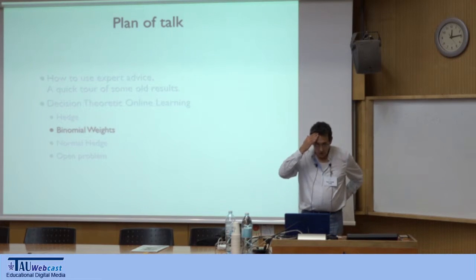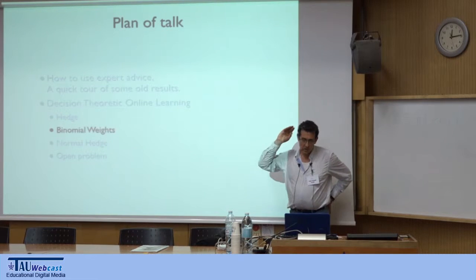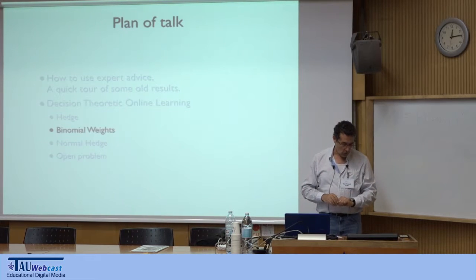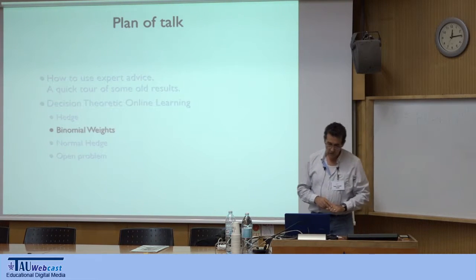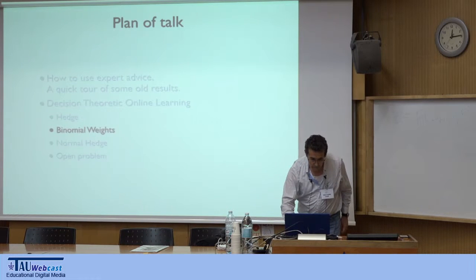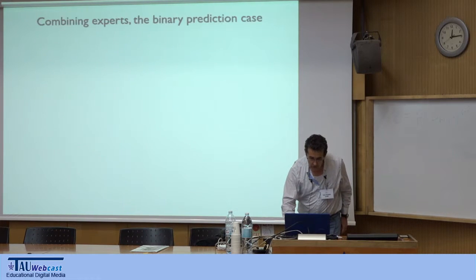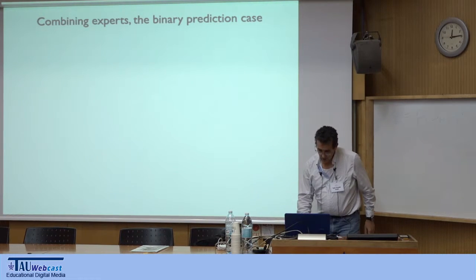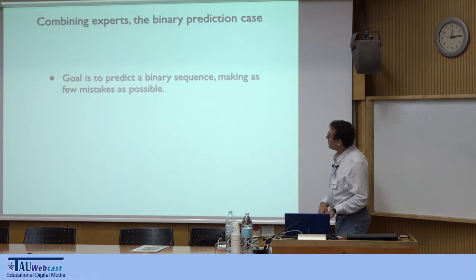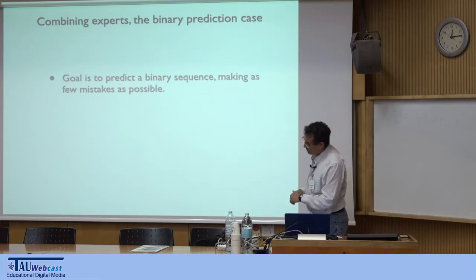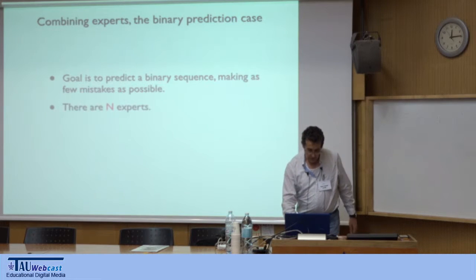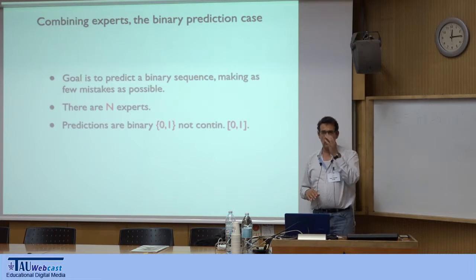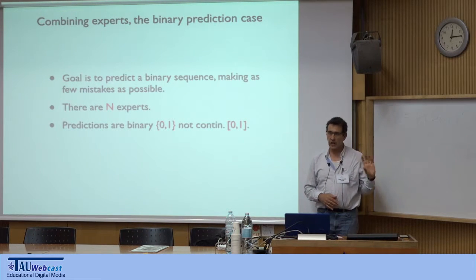Okay, so now I'm going to go to binomial weights, which is, again, an old algorithm, but that shows that there is a completely different way to think about these problems. So let's go a little bit simpler. We want to predict a binary sequence as before and make as few mistakes as possible, and there are n experts, but the predictions are binary. Each expert can either predict 0 or 1, and the master can either predict 0 or 1.